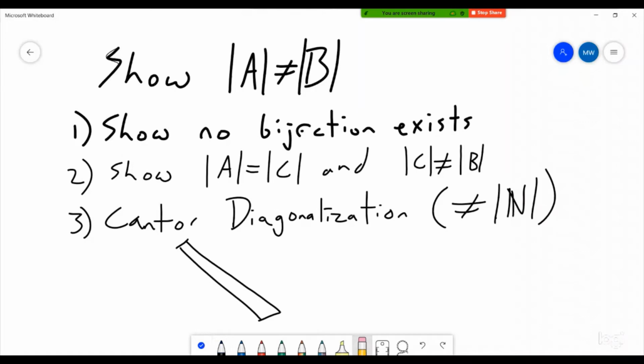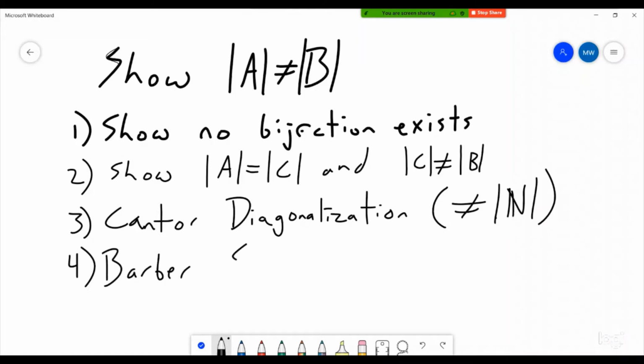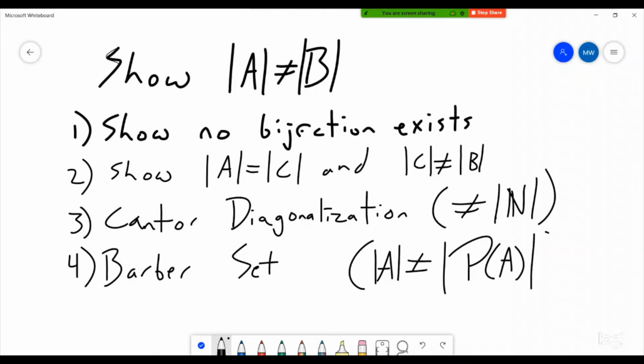And then another one is the Barber set, which can be used to show that a set has a different cardinality than its power set. So this is to show that the cardinality of A is not equal to the cardinality of the power set of A. So those are the situations that I can think of to show that two sets have different cardinalities.